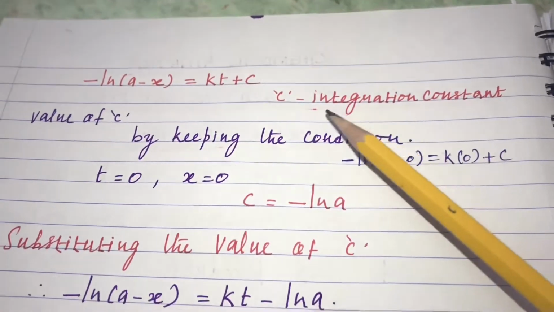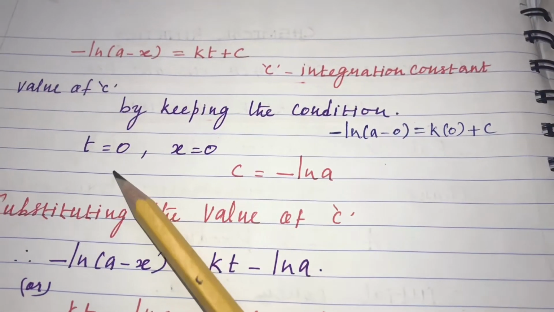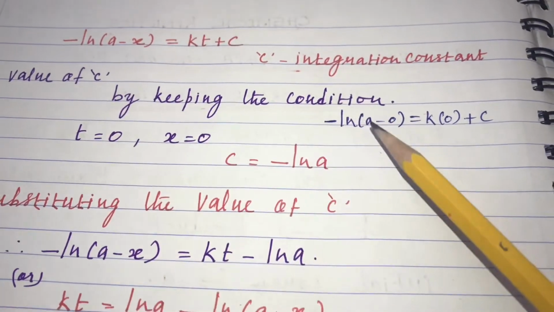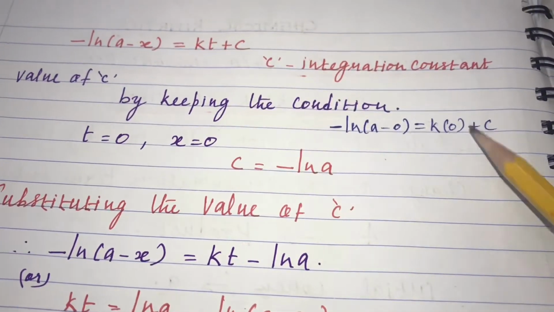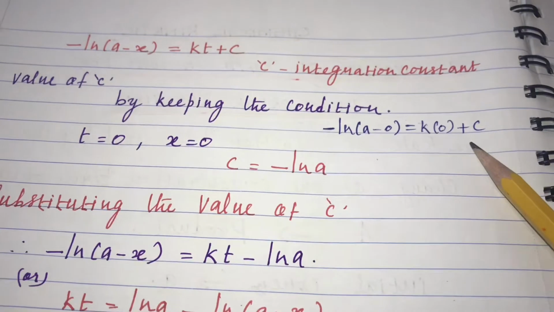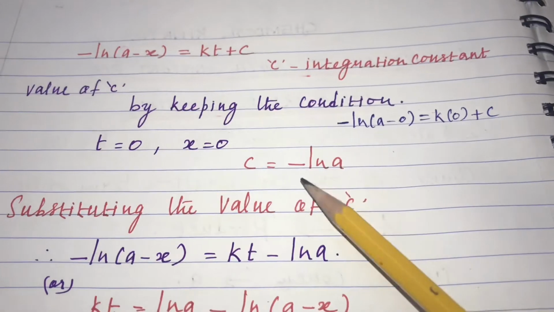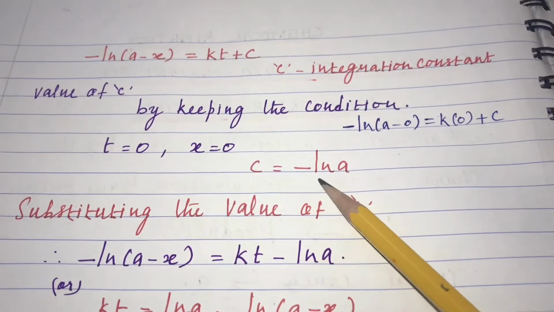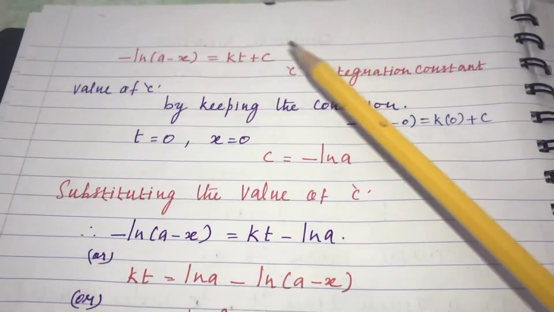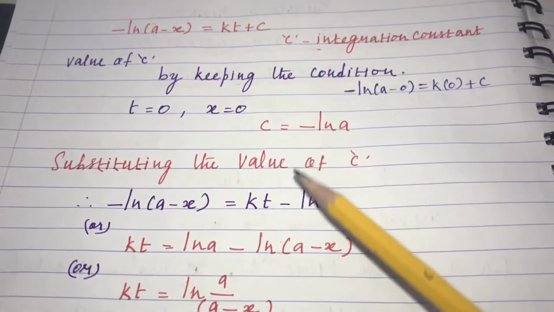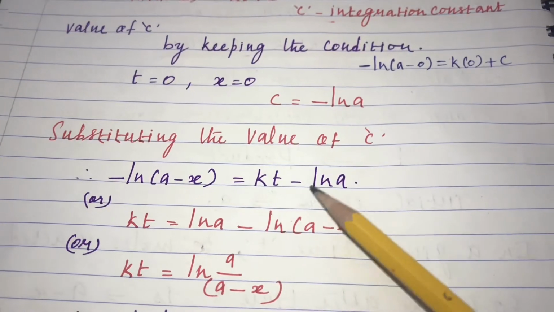The value of the integration constant C can be calculated by applying the condition x equals 0 and t equals 0. By applying these conditions in this equation, we get the value of C as minus ln a. Now, we substitute C equal to minus ln a in the integrated equation, and we get minus ln (a minus x) equals Kt minus ln a.